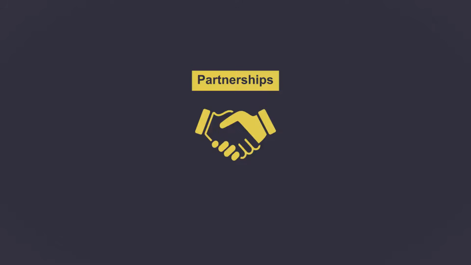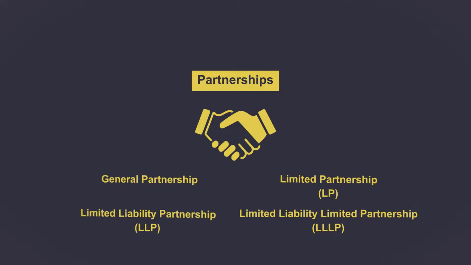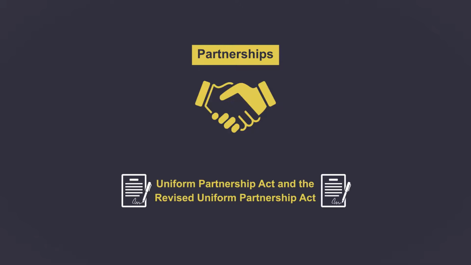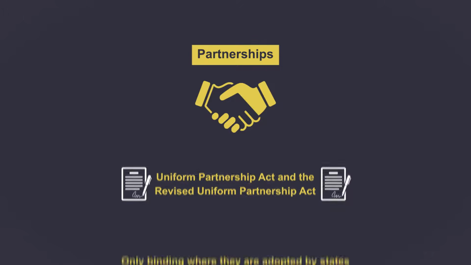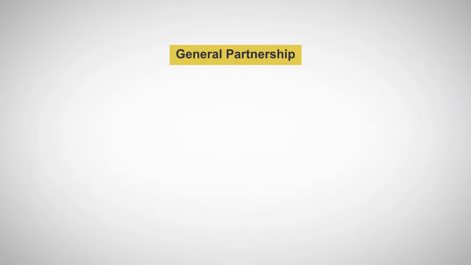There are various kinds of business partnerships, including general partnerships, limited liability partnerships, and limited liability limited partnerships. Partnership law originated in the common law, however, it is now codified in the Uniform Partnership Act and the Revised Uniform Partnership Act. These uniform acts are written by experts in the area and are only binding where they are adopted by states. In the case of the Uniform Partnership Act and many similar acts, these essentially are binding across the country. Let's first discuss the general partnership.